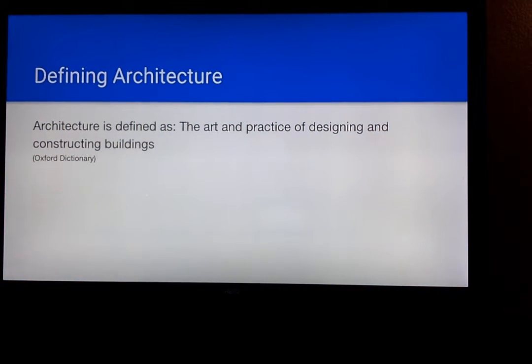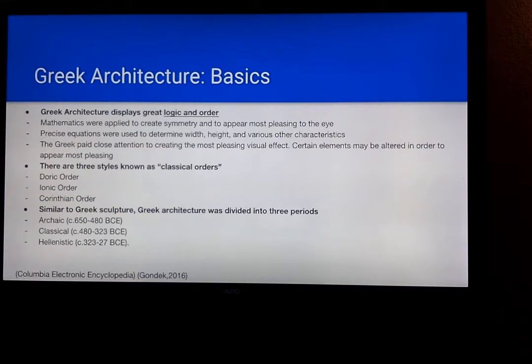Let's start off with defining architecture. According to Oxford Dictionary, it's defined as the art and practice of designing and constructing buildings. Here's a few basics. First off, Greek architecture displays a great amount of logic and order.